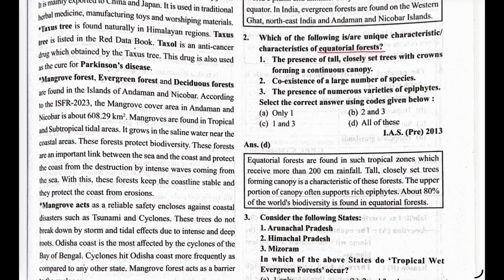Next question, which of the following is a unique characteristic of equatorial forests? Then the characteristics of equatorial forest, the presence of tall, closely set trees with crowns forming a continuous canopy. They will be tall because of high rainfall and high sunlight, the perfect conditions for the growth of the plants. So trees will be very dense and closely formed, and that's why they form a continuous canopy. No gaps are found between the trees. That's why there is a continuous canopy.